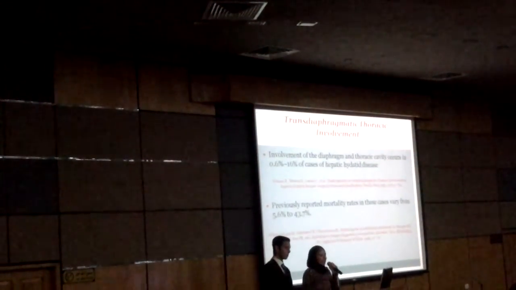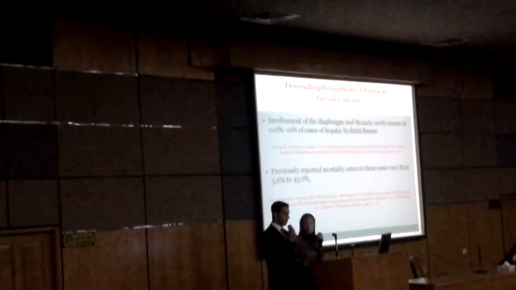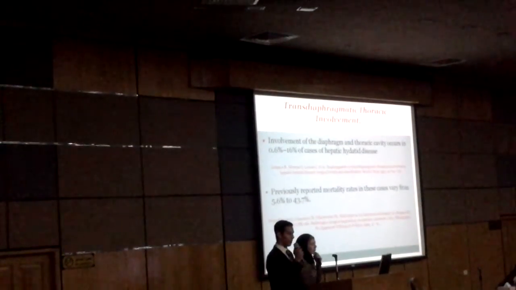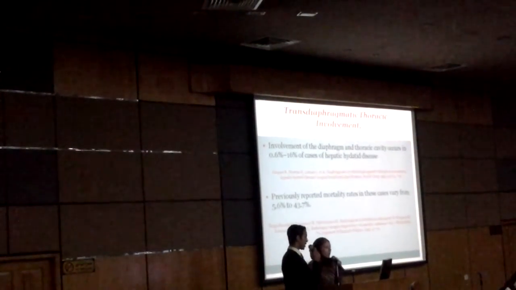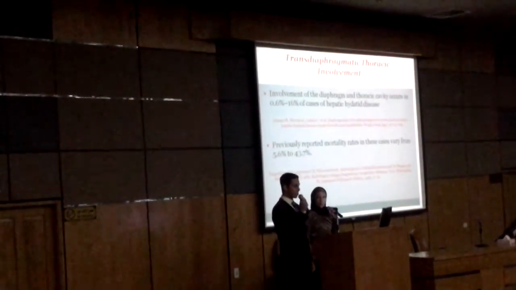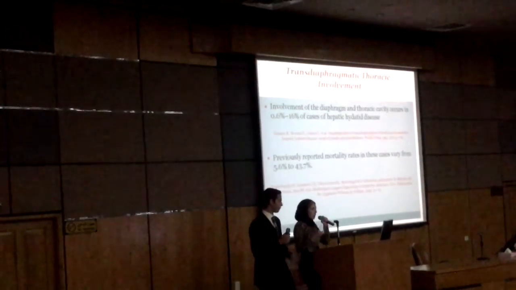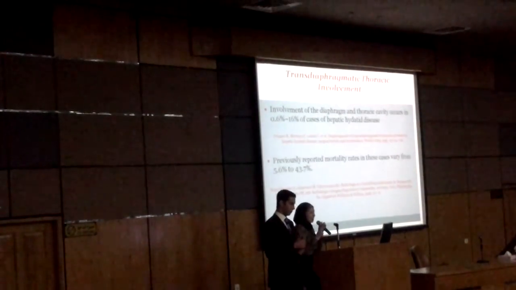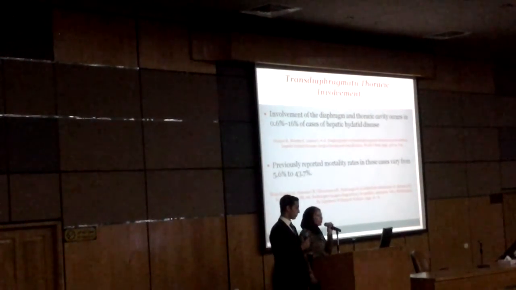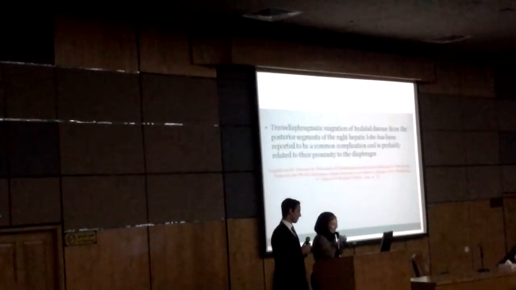So what is the explanation of such an interesting, atypical presentation of this case? The explanation was a transdiaphragmatic thoracic migration of the hydatid cyst of the liver. The transdiaphragmatic migration to the thoracic cavity occurs in 0.6 to 16% of cases of hydatid cyst of the liver. Because it's an uncommon presentation, the reported mortality rates vary in a big range, from 5.6% to 43.7%.